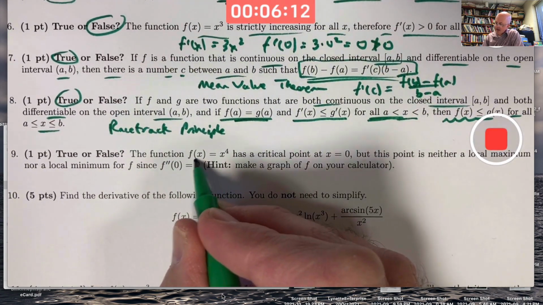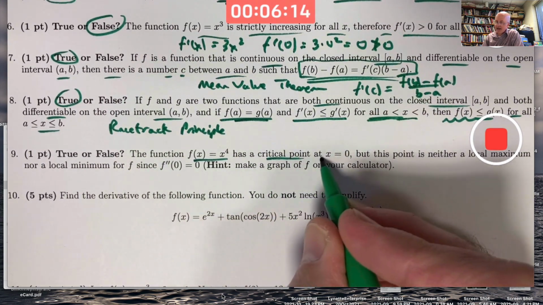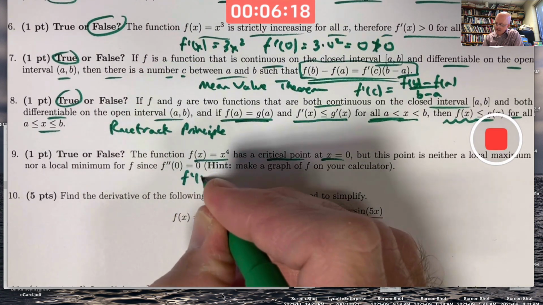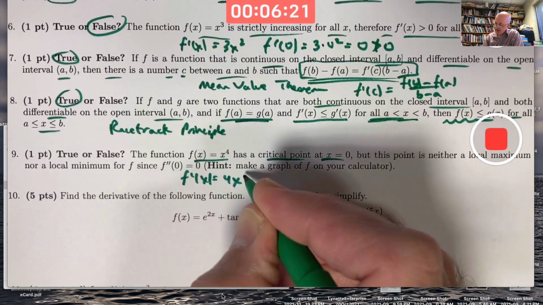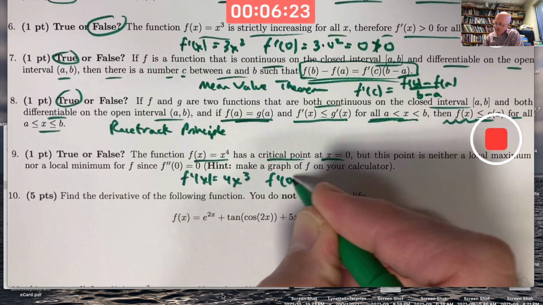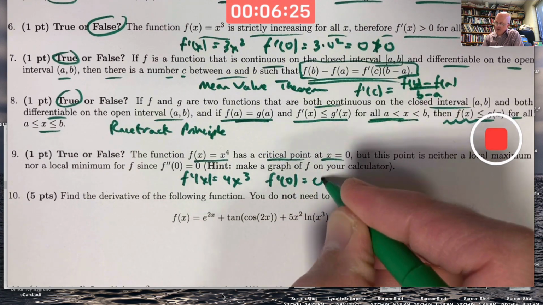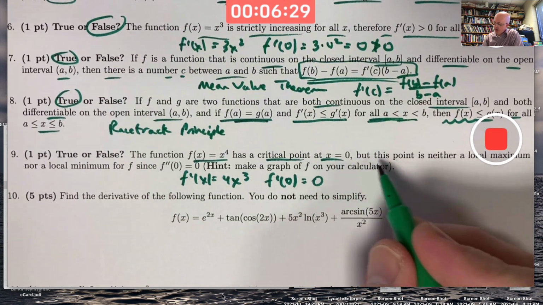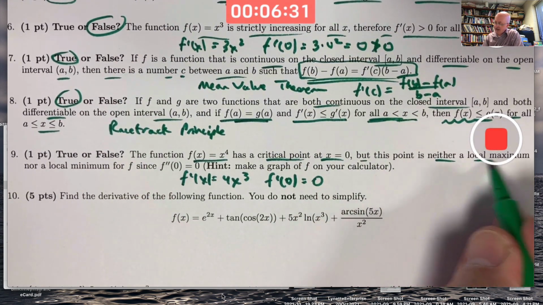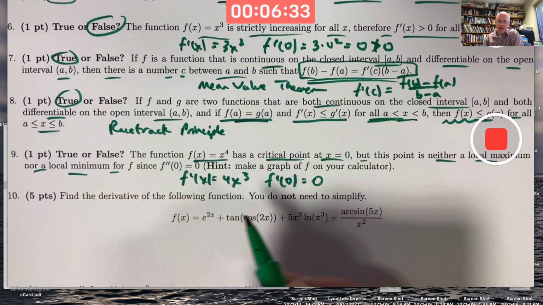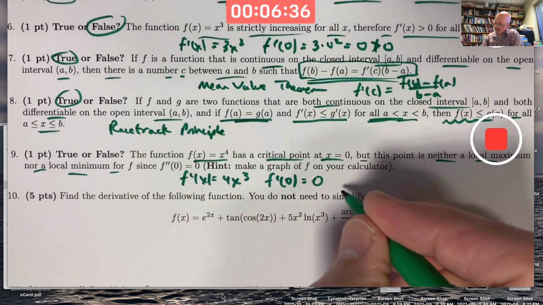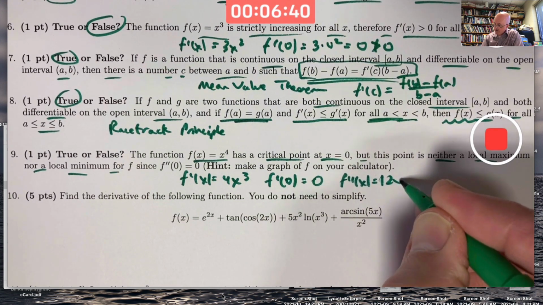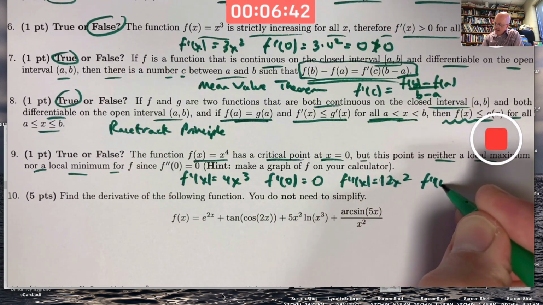The function f of x equals x to the fourth has a critical point at x equals 0. That is true if you think about it. F prime of x is 4x cubed. And yes, that means f prime of 0 is 4 times 0 cubed, which is 0, and that does mean x equals 0 is a critical point. But the problem is saying this point is neither a local maximum nor a local minimum, since its second derivative there is 0. And that is true as well. The second derivative is 12x squared. And if you plug in 0, you get 0.